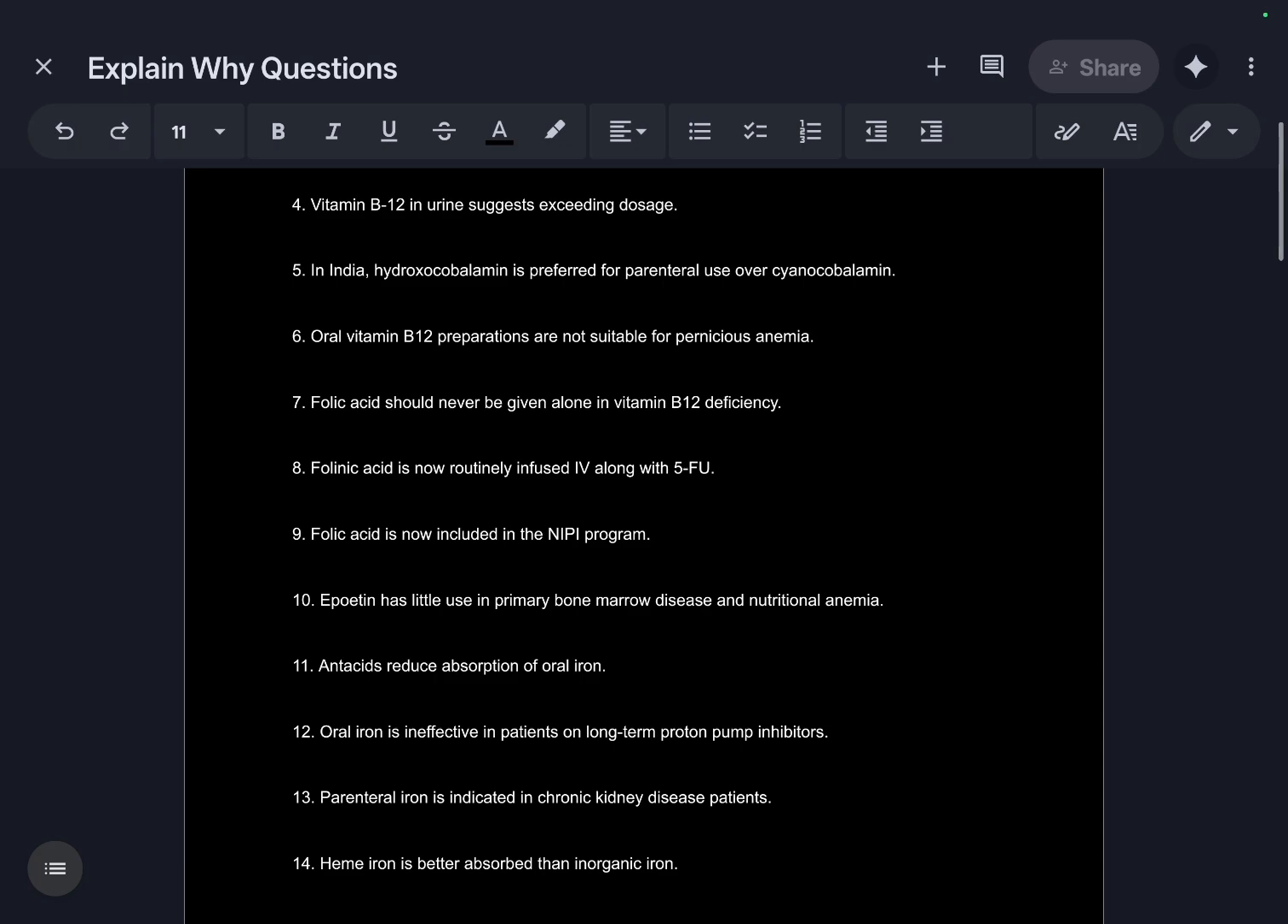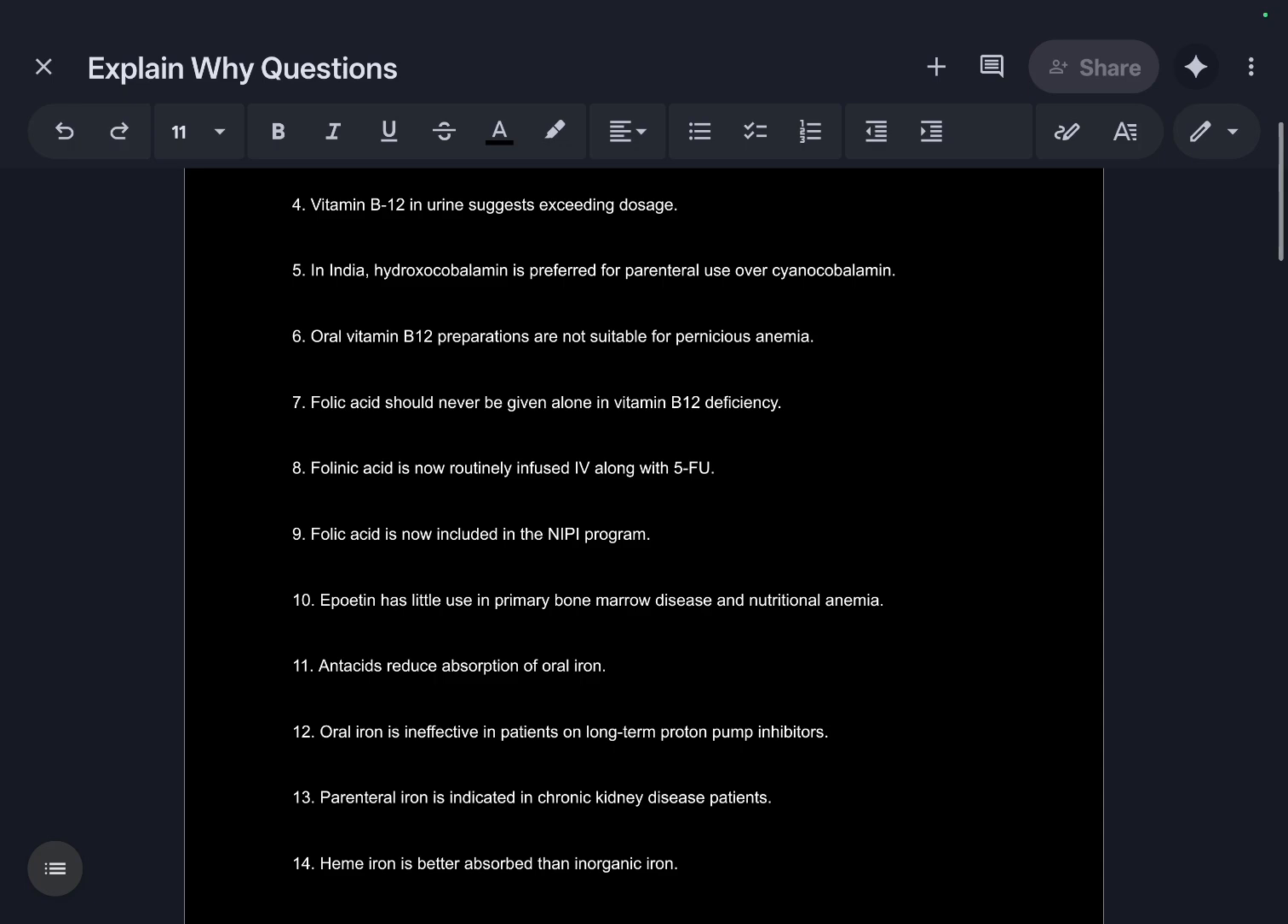And then, parenteral iron is indicated in chronic kidney disease patients. I just told you that in chronic kidney disease patients, recombinant erythropoietin is administered. But why is parenteral iron indicated? In chronic kidney disease patients, they receive epoetin injections. So the bone marrow goes into overdrive, with massive erythropoiesis. The factory is producing a massive amount of RBCs. So for producing massive amounts of RBCs, you need more raw materials. For making more curd, you need more milk.